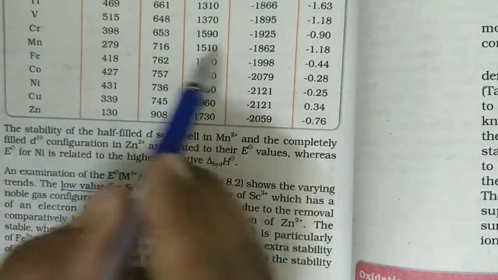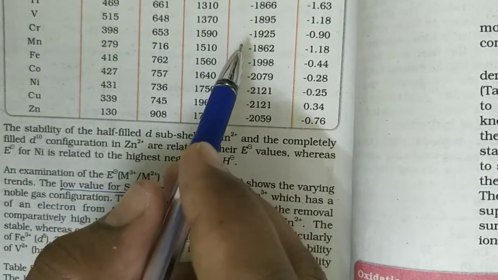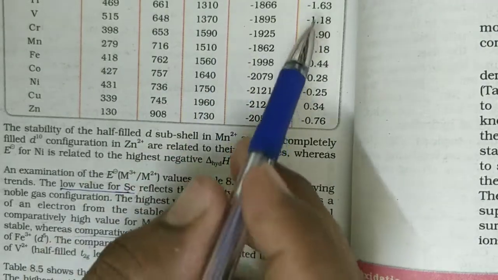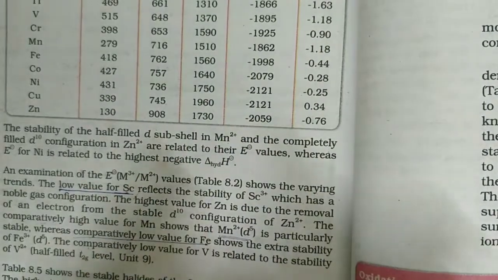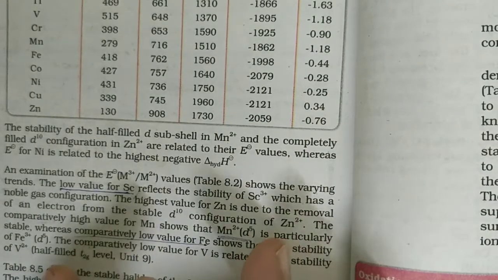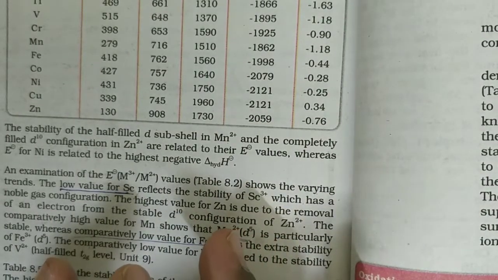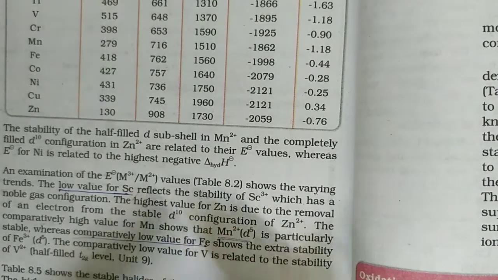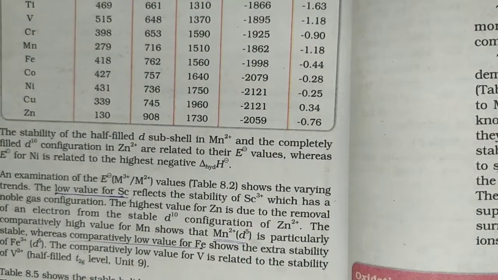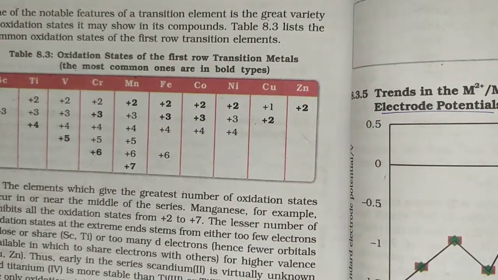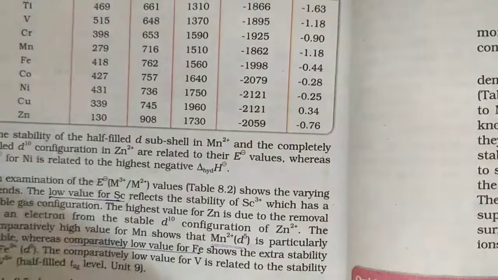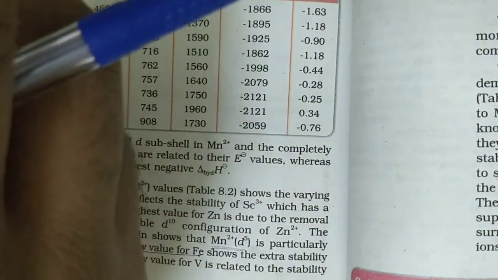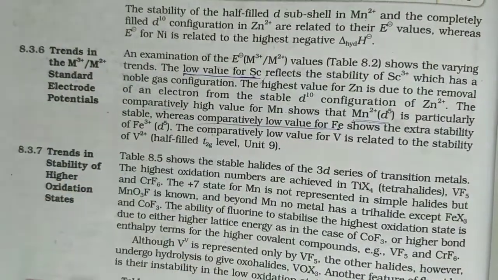By comparing these energies, we can understand which one is undergoing reduction and which one is undergoing oxidation. According to that, we can understand these E0 values. But the basic things you have to remember: a metal with higher reduction potential value will undergo reduction easily, and a metal with lower reduction potential value will undergo oxidation easily. Remember these carefully. In today's class, we have seen trends in electrode potential values for M+2 to M, the conversion of M+2 to M+3 also, and even trends in stability of higher oxidation states.